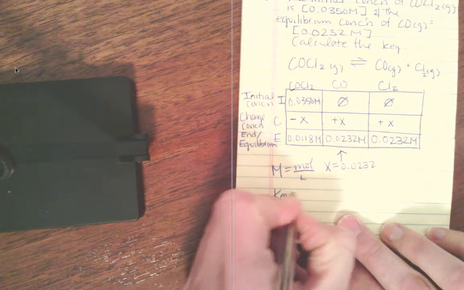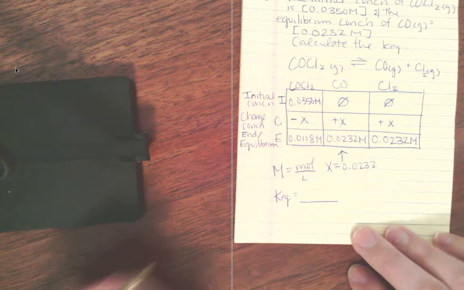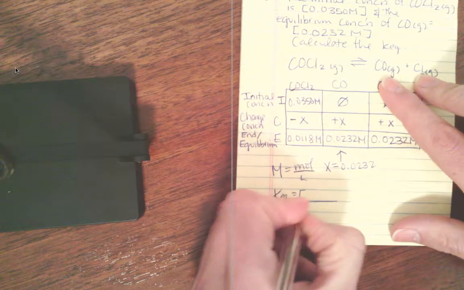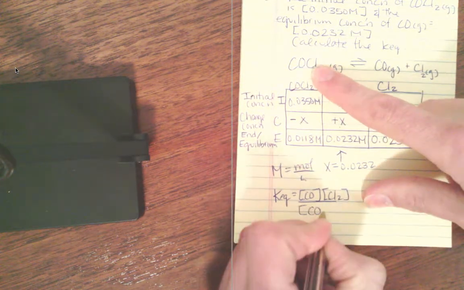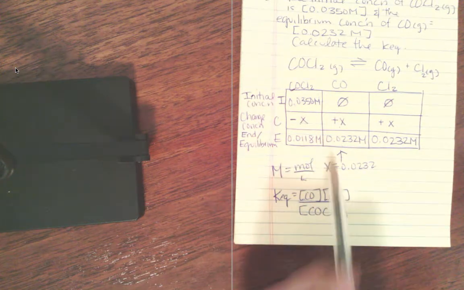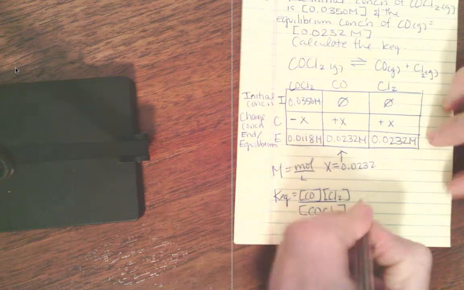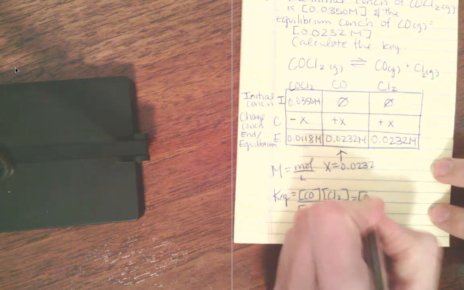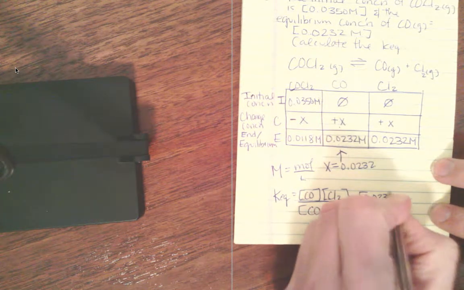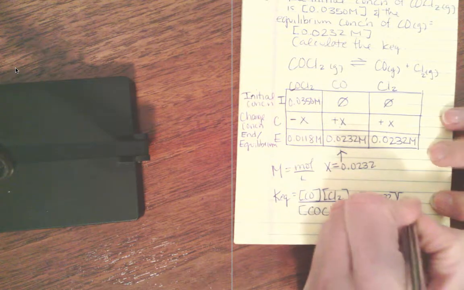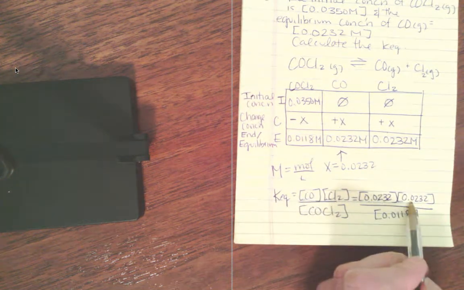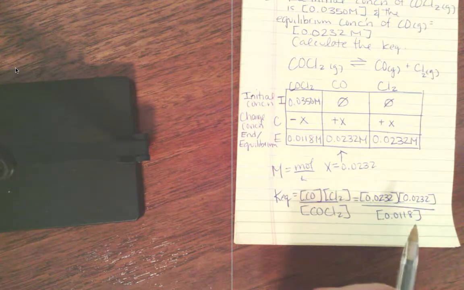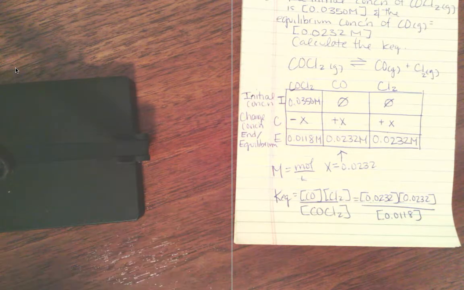So KEQ equals product divided by the reactant. In this case, I have two products, carbon monoxide and chlorine gas, and I have this one reactant. So there are no coefficients, so they're all to the power of 1, and then I just plug in the numbers. So I have carbon monoxide 0.0232 multiplied by the same value because those are equal at equilibrium, and then divide by 0.0118.